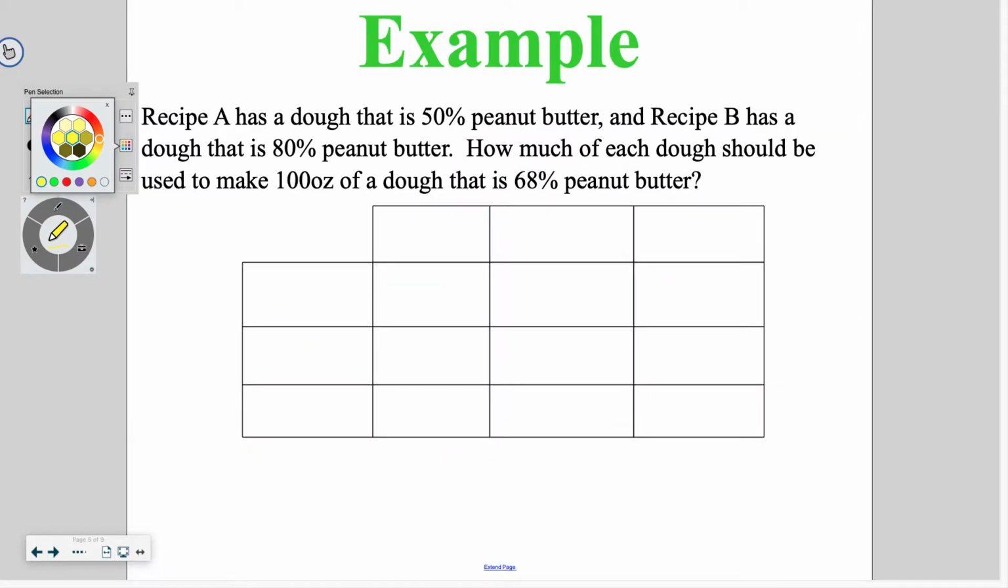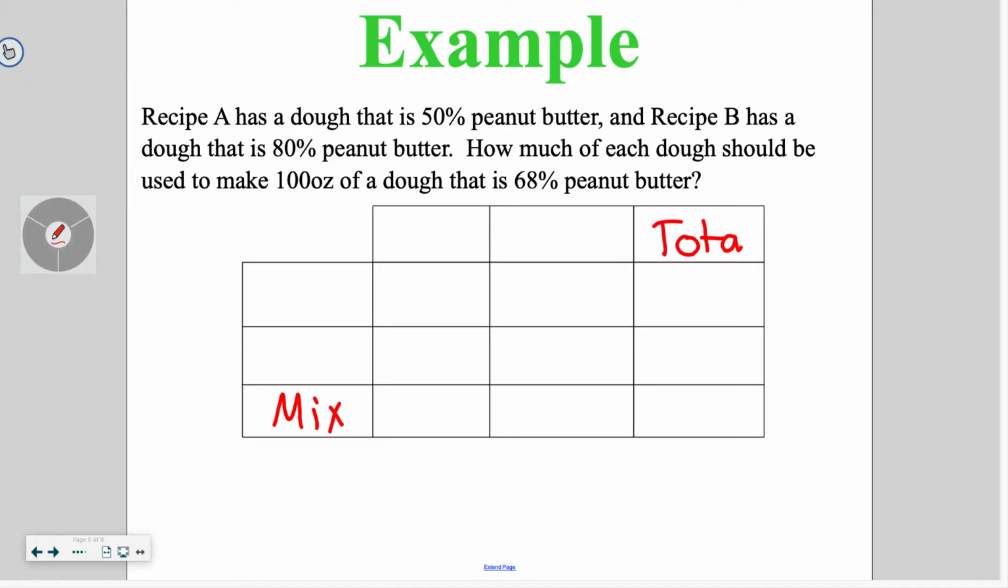Another example of this. Recipe A has a dough that is 50% peanut butter, and recipe B has a dough that is 80% peanut butter. How much of each dough should be used to make 100 ounces of a dough that is 68% peanut butter? We want to go through and label our table again, always starting with mix and total. In this case, the two things we're combining are recipe A and recipe B. Our labels are going to be the percent and ounces.